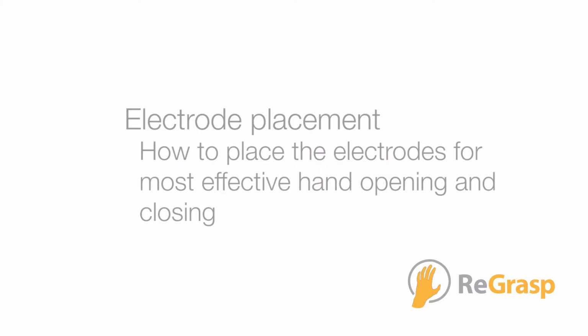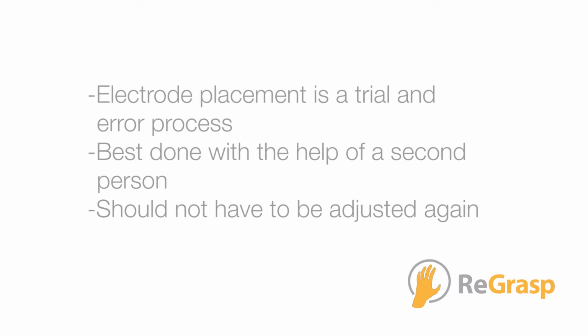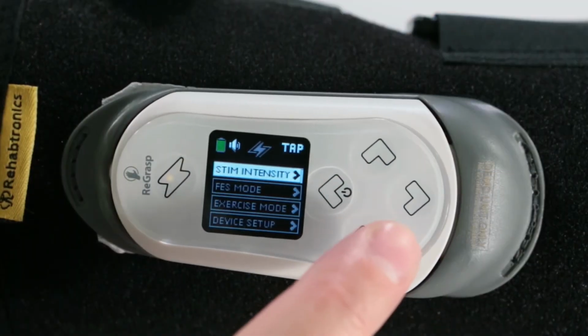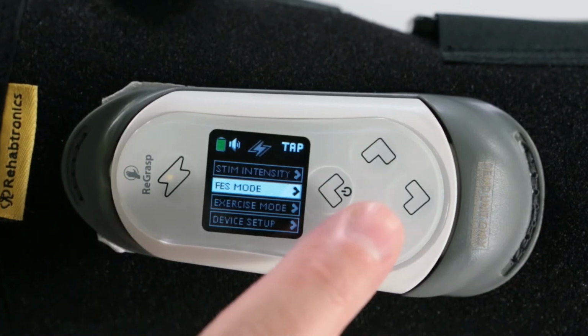Electrode placement. This video will show you how to place the electrodes for the most effective hand opening and closing. Electrode placement is a trial and error process. It's best done with the help of a second person. However, once set, the electrodes should not have to be adjusted again. Be sure to watch the quick start video to familiarize yourself with the device before this video.